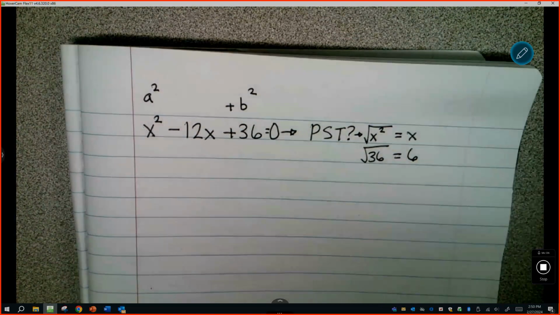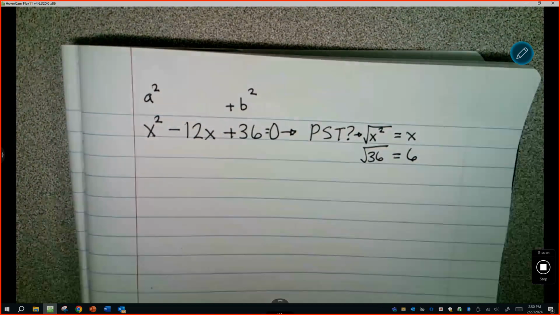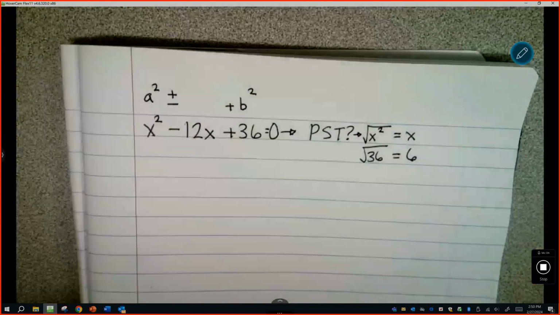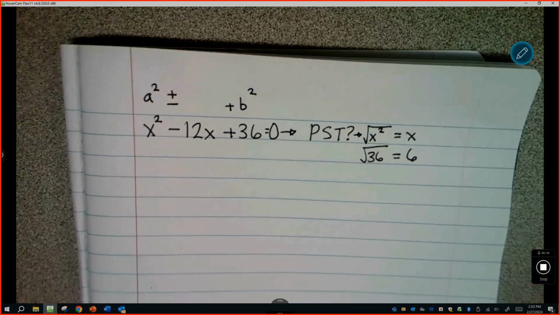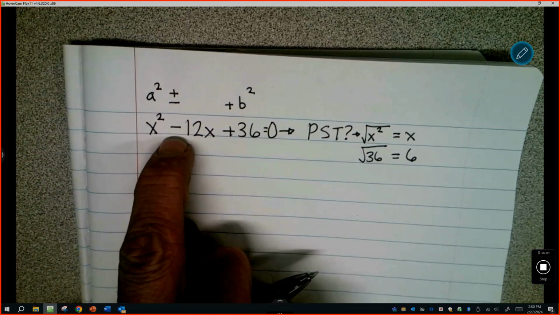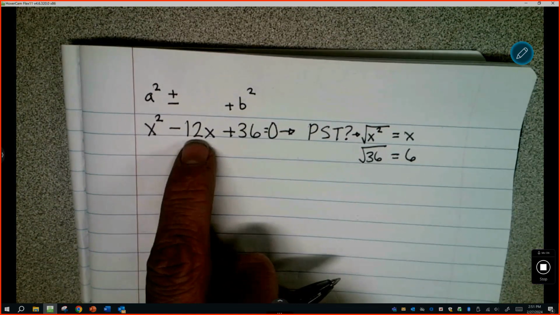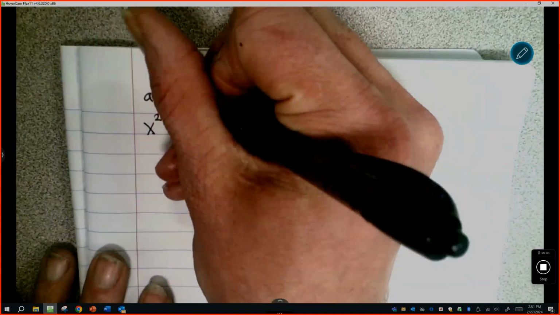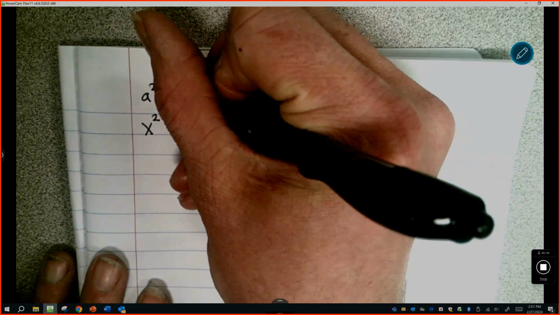The middle piece is where things can get a little confusing. We have a positive version of this and a negative version of this, but it doesn't matter. Either one is a perfect square trinomial. So we really don't care about the sign here. It does change our answer. But the thing that we need to check is that this middle term is 2 times the product of A and B.